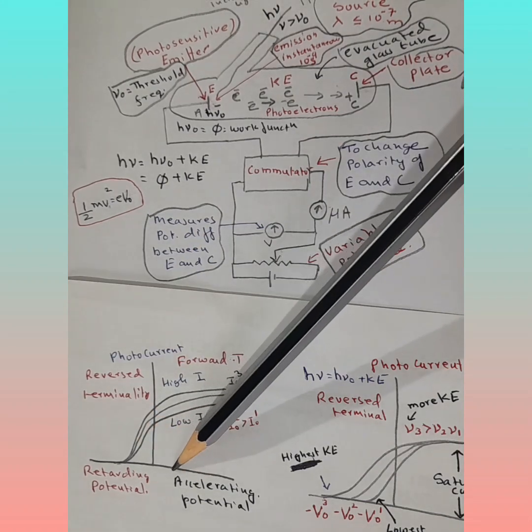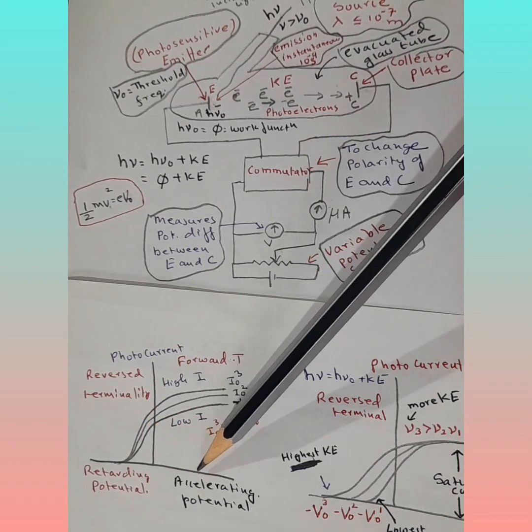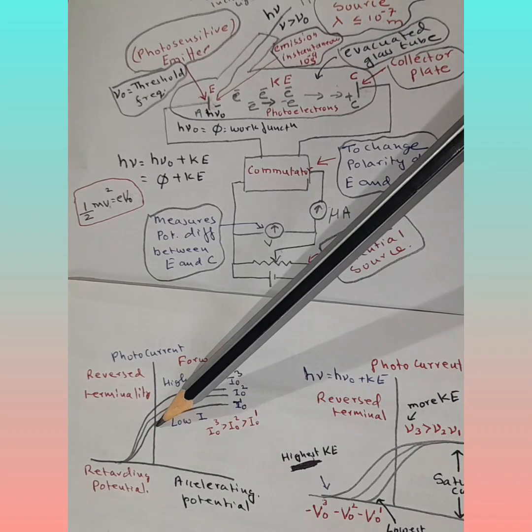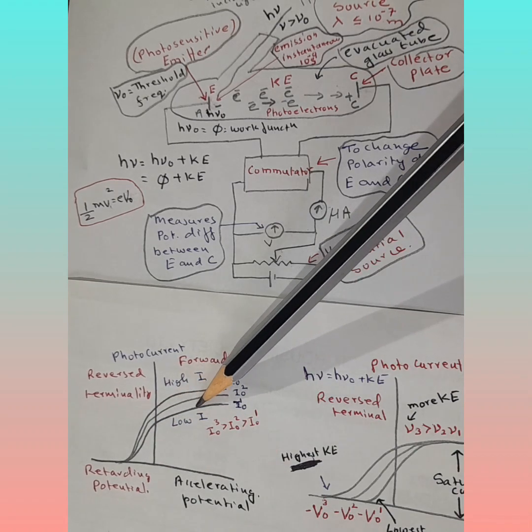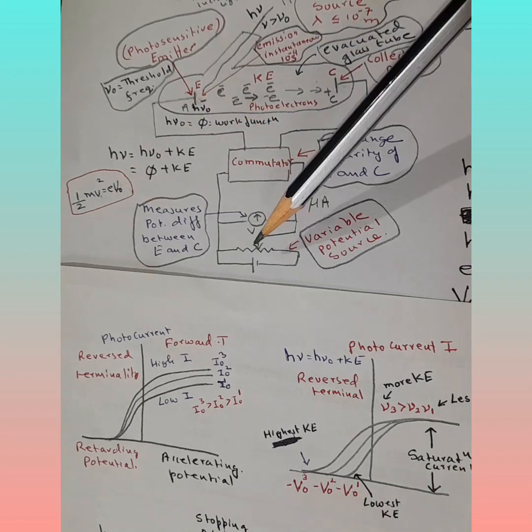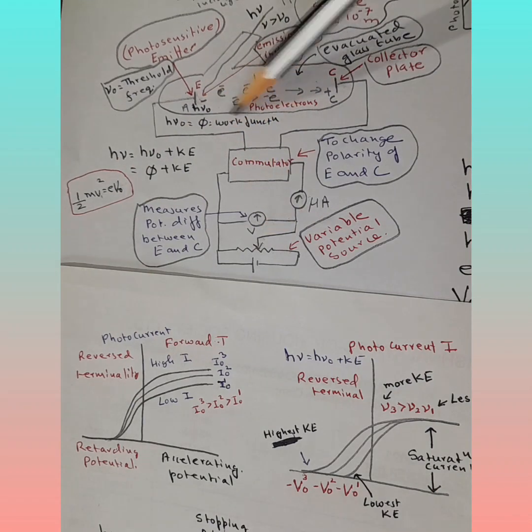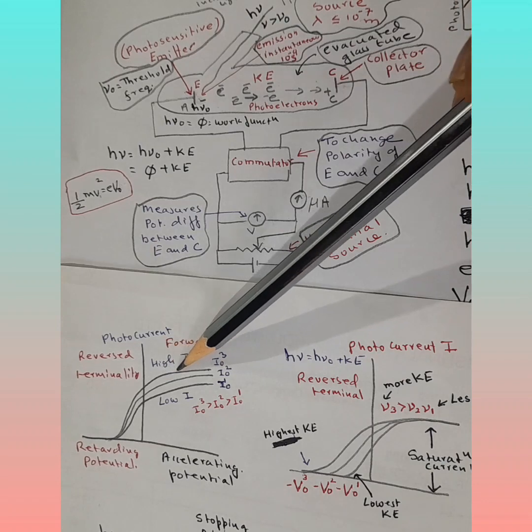What we find is that when accelerating potential keeps on increasing, the current also keeps on increasing. So that's what we find. But then we already saw that it does not keep on happening infinitely. There's a level where it gets saturated. At that time, what we get is this saturation.